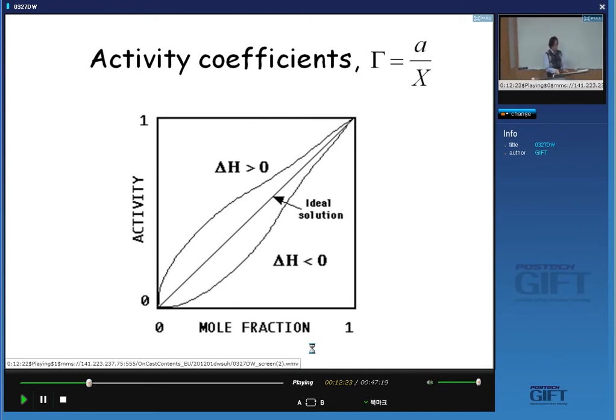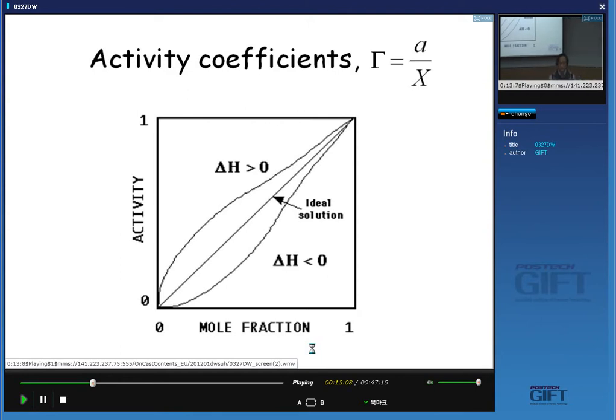Then it is natural to think that if the solution deviates from ideal behavior, the activity of each element will be different from its mole fraction. To define this kind of non-ideal behavior, we usually use the activity coefficient, defined as the activity A divided by its mole fraction. When the activity coefficient is larger than 1, it means the activity is larger than its mole fraction.